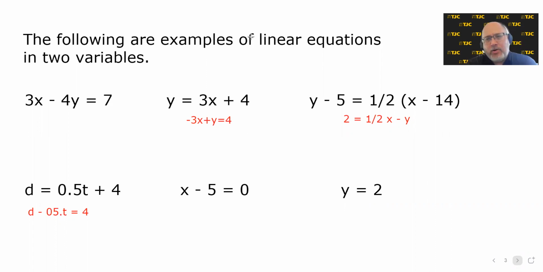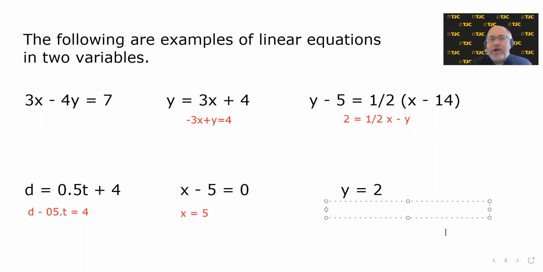Now, is this in quote unquote standard form? Well, not really, because standard form basically says all variables on left, all constants on the right, or vice versa. We can make that happen by simply adding 5 to both sides. That would be standard form, which means x minus 5 equals 0 is a linear equation. And the last one, y equals 2, is technically already in standard form.